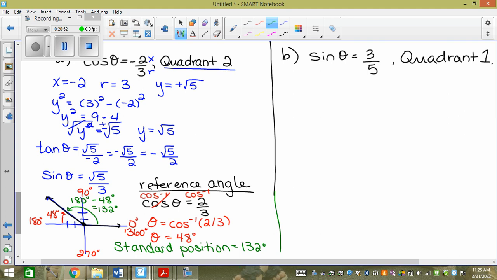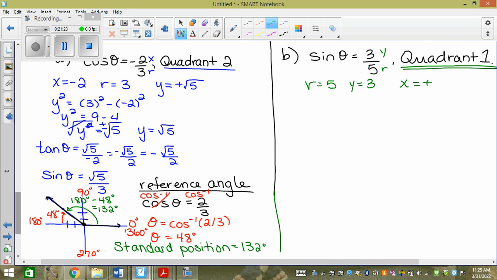For B, it's sine is y over r. So this time I have y and I have r, and I need to find x. I have r equals 5, I have y equals 3, I have x equals, I don't know. In quadrant 1, is x positive or negative? Positive. So I know it's going to be positive something, correct? How do I do it? I just do Pythagorean theorem like before.